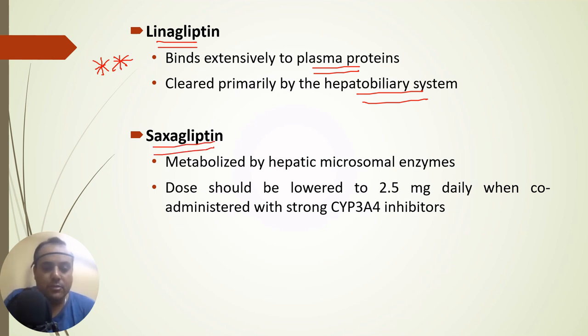Now saxagliptin also has a few important points. Most of it is excreted unchanged in the urine. Some of it is metabolized by the hepatic microsomal enzymes. So the dose should be lowered to 2.5 mg daily. It is usually given in a dose of 5 mg daily. The dose needs to be reduced from 5 mg daily to 2.5 mg daily when given with strong CYP3A4 inhibitors, or rather inhibitors of the microsomal enzymes.